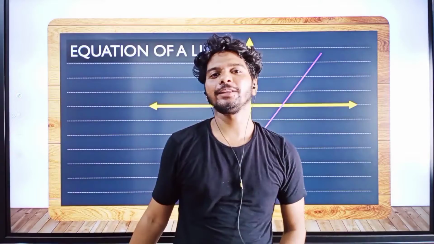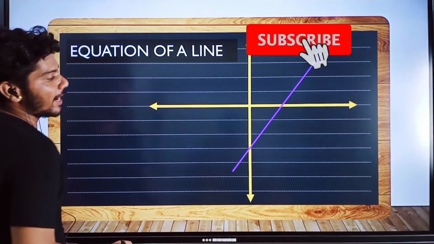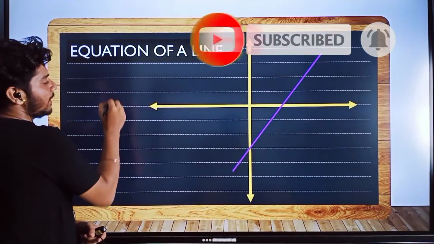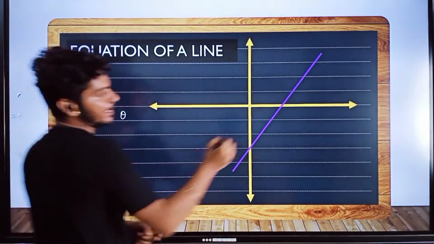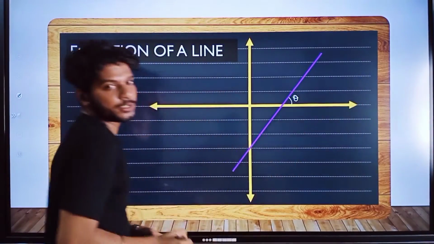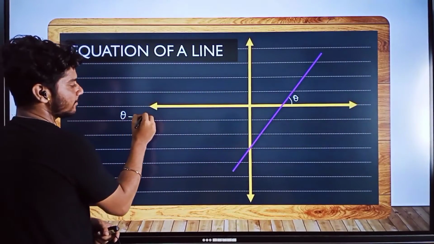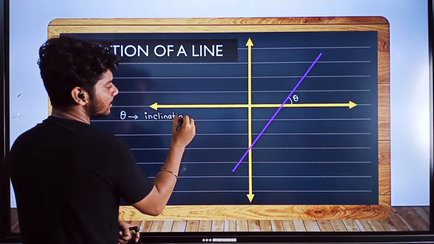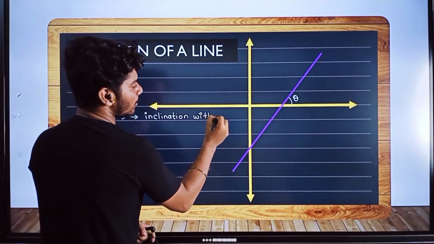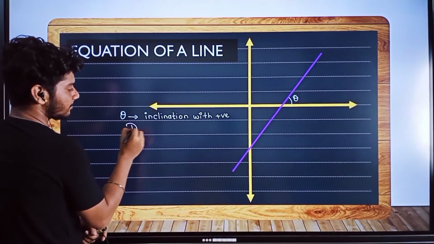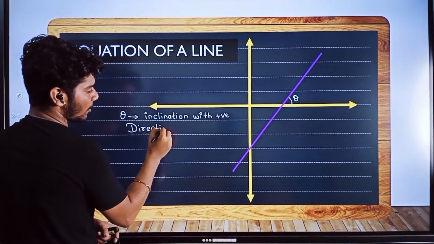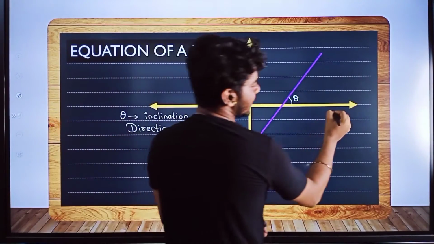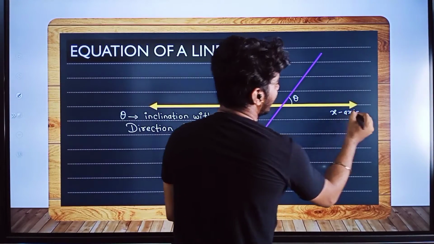Today we are going to start with equation of a line. Before we start the topic, we need to understand certain terminologies. First, we will understand theta, which is the inclination with the positive direction of x-axis. Now this is my x-axis and this is my y-axis.